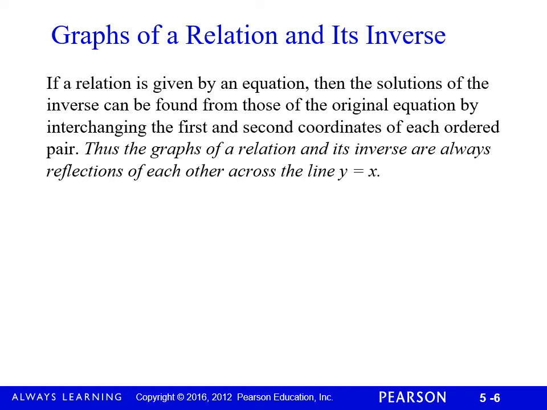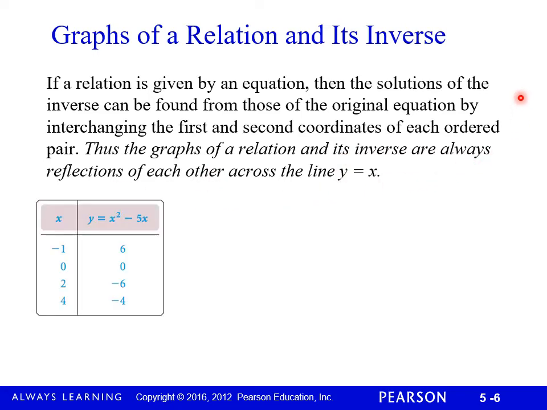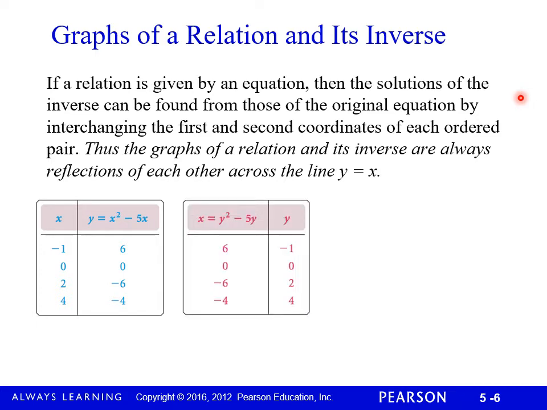Graphs of a relation and its inverse. If a relation is given by an equation, then the solutions of the inverse can be found from those of the original equation by interchanging the first and second coordinates of each ordered pair. Thus, the graphs of a relation and its inverse are always reflections of each other across the line y equals x. For example, if I have a function y equals x squared minus 5x, and I want its inverse, all I have to do is swap the x and the y values.